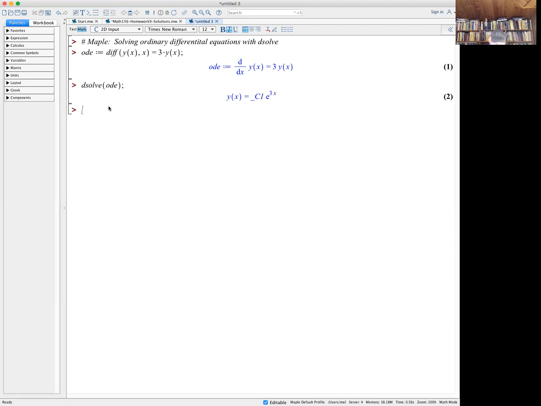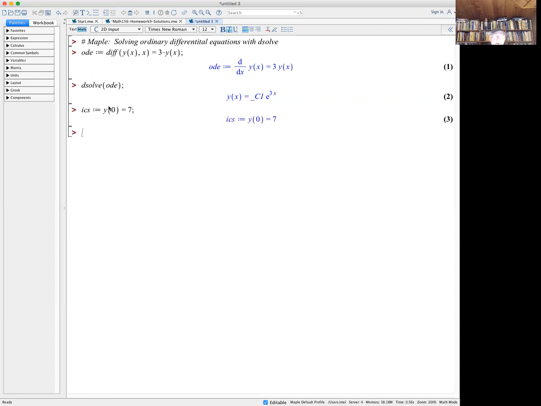Now, you often have a particular solution where you start with some initial condition. So I'm going to let ICS stand for initial conditions. And I could use anything, I could call it George or anything, it doesn't matter. But let me say the initial condition is that y of 0 equals 7.